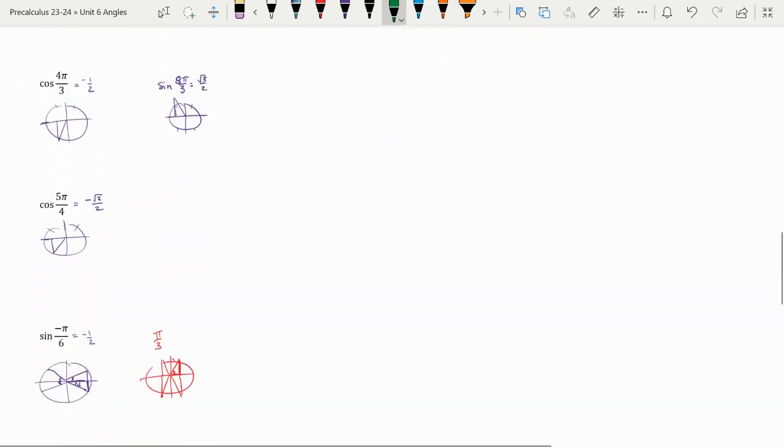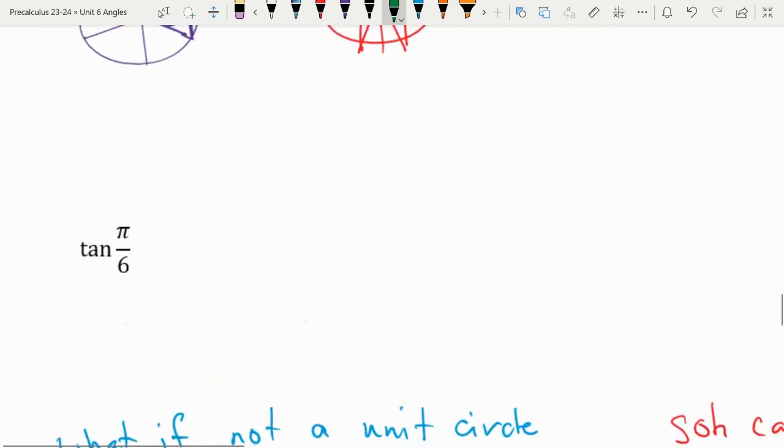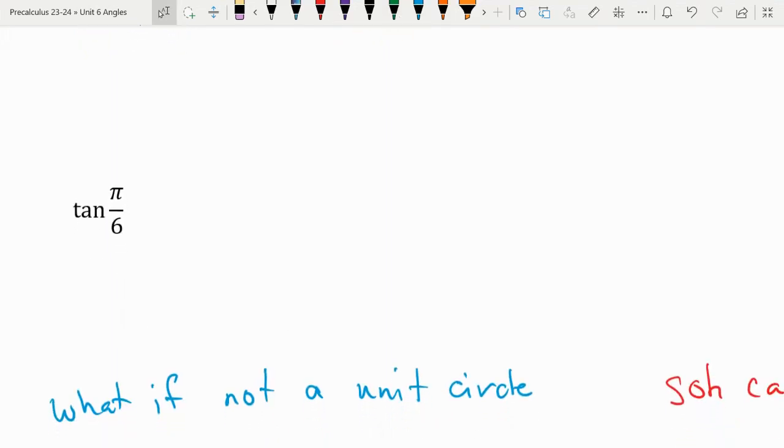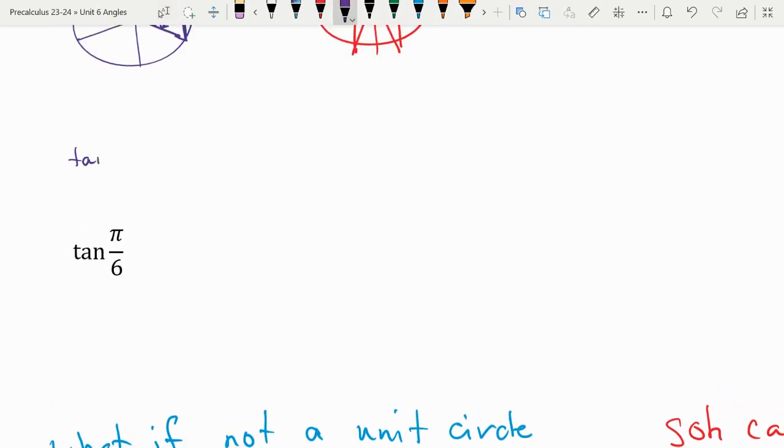Okay. So what about this one? Tangent. Tangent is opposite over adjacent. The opposite side is the y value. The adjacent side is the x value, which means the y is the sine.